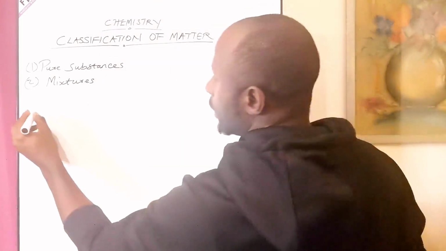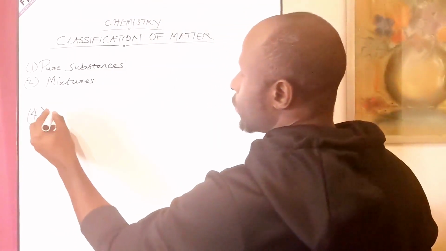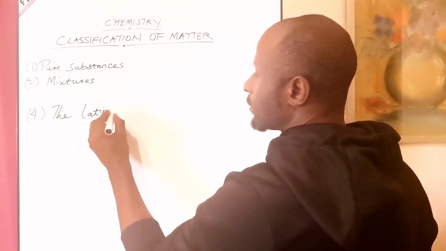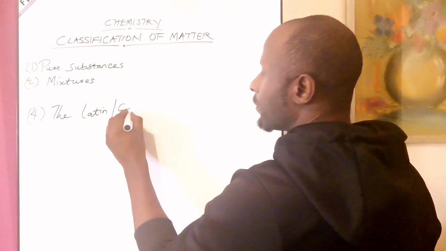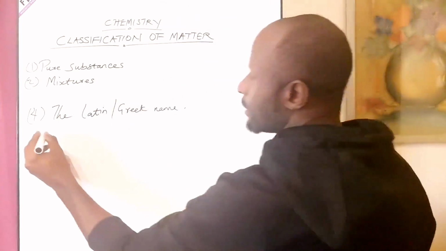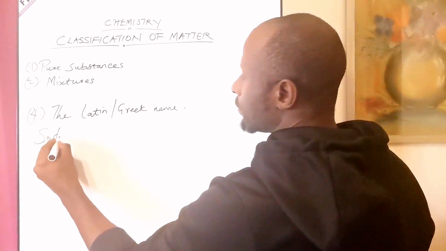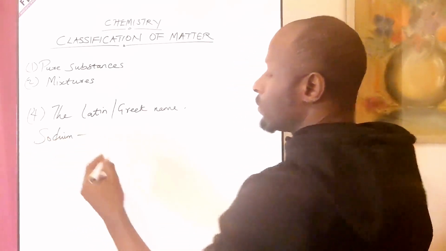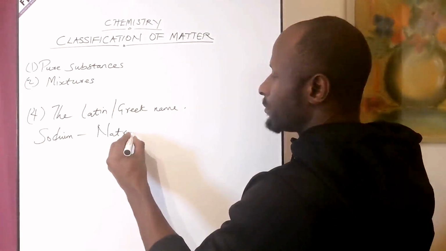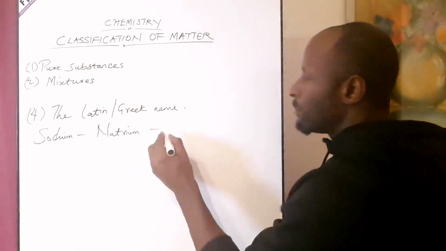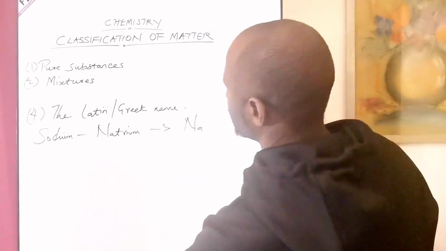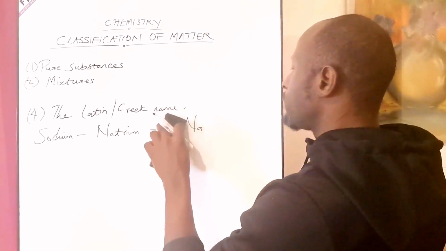So now, I said number 4 is through the Latin or Greek name. Example, we have sodium, whose Latin name is Natrium. And then the symbol is Na. The symbol for sodium is Na.